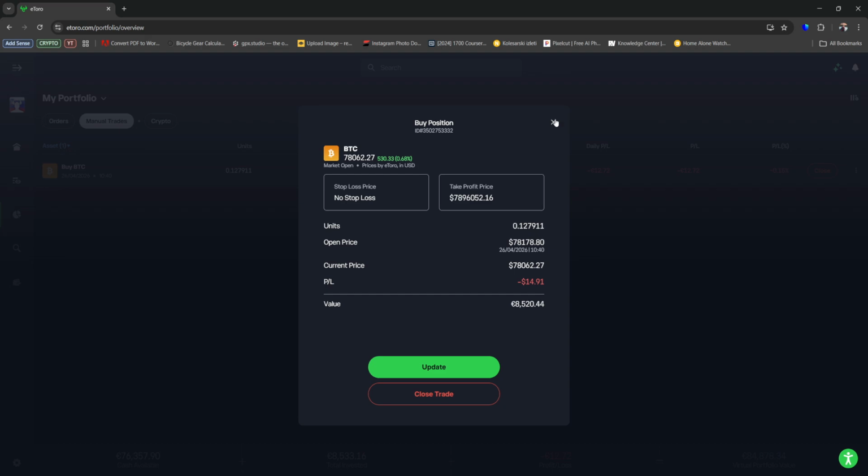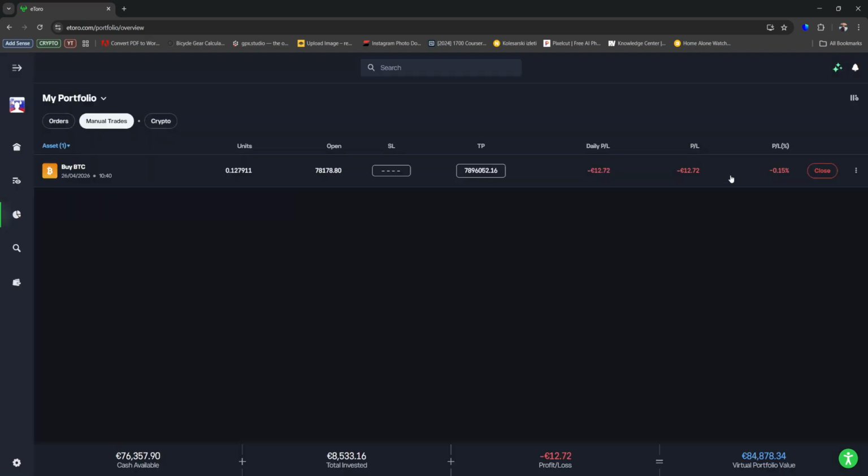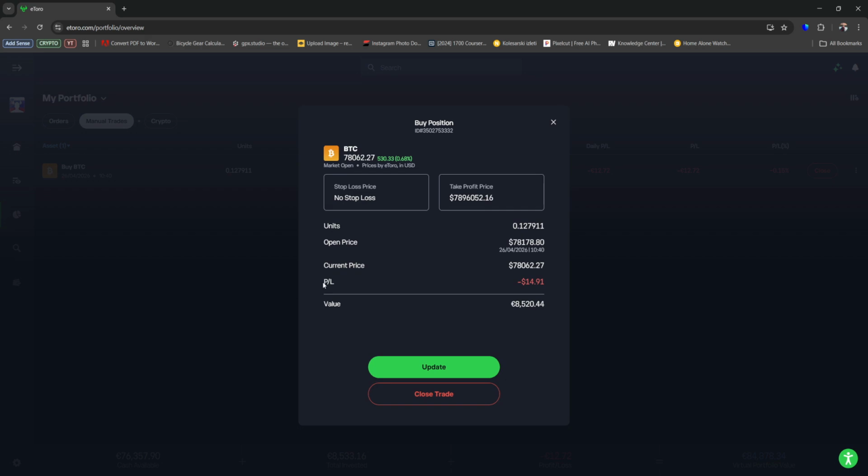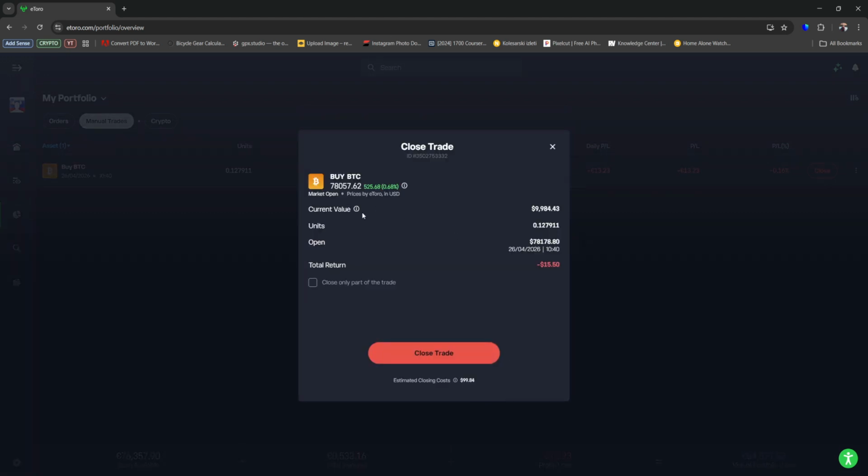Okay, so now we want to sell it. Right here on the right side, you will see a close button, or as you saw, if I click on Bitcoin, I also have here at the bottom close trade. If I click on that, here I will see current value, units, when it was opened, and total returns.